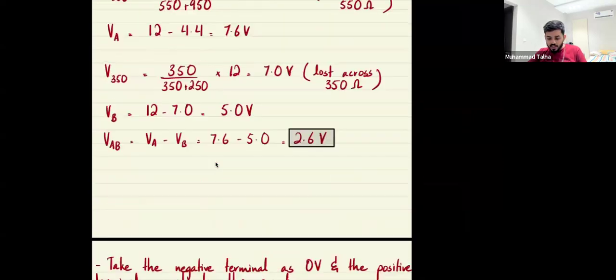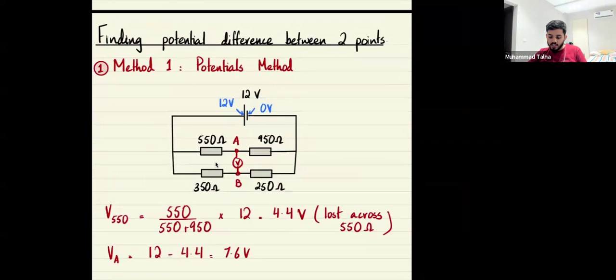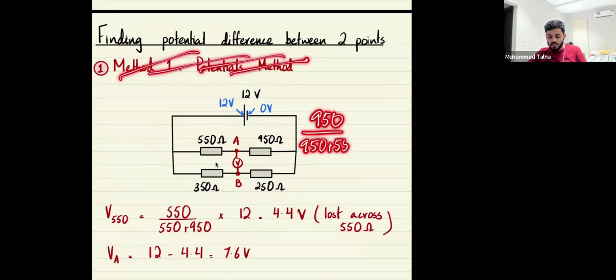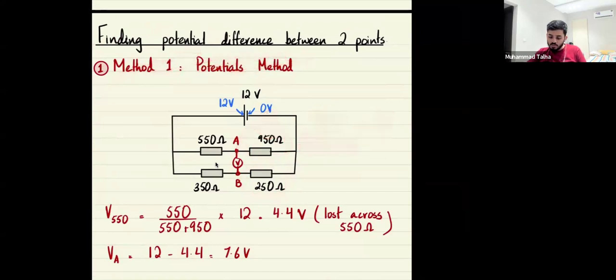Using voltage division, you find the voltage of the resistors which are connected to the negative terminals, and you just subtract them. So just ignore method 1 for now. If I talk about 950, what's the voltage dropped across here? I would do 950 over 950 plus 550, the sum of the series resistances, times 12. This would be the voltage that I have across here. I would do the same thing for the 250.